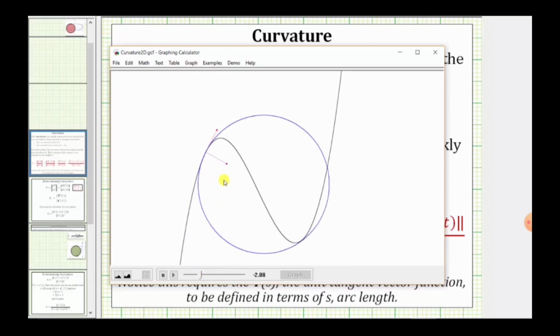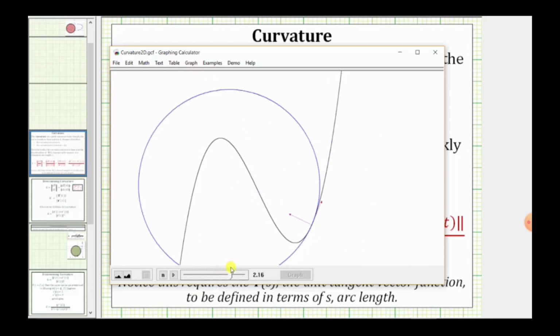If we stop here for a moment, remember the radius of the circle of curvature and the curvature of the function are reciprocals of one another. So right here, the circle is fairly large, which means the radius is fairly large, resulting in a small curvature. But as we approach this bend in the curve, the circle of curvature gets smaller and the curvature of the function gets larger. So right here, the radius of the circle of curvature is small, resulting in a much larger curvature. Let's animate this point and the circle of curvature along the curve. Again, the curvature is equal to the reciprocal of the radius of the blue circle, which is the circle of curvature.